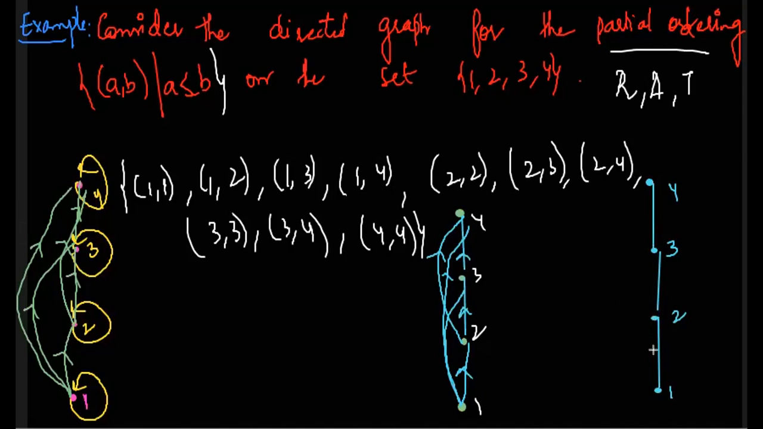Also, we know that the Hasse diagram is always in the upward direction. So from this last diagram only, we can understand that it represents this relation, because this directed graph shows that we have a relation from 1 to 2, 2 to 3 and 3 to 4. So we can easily see, let's just clearly see this diagram.